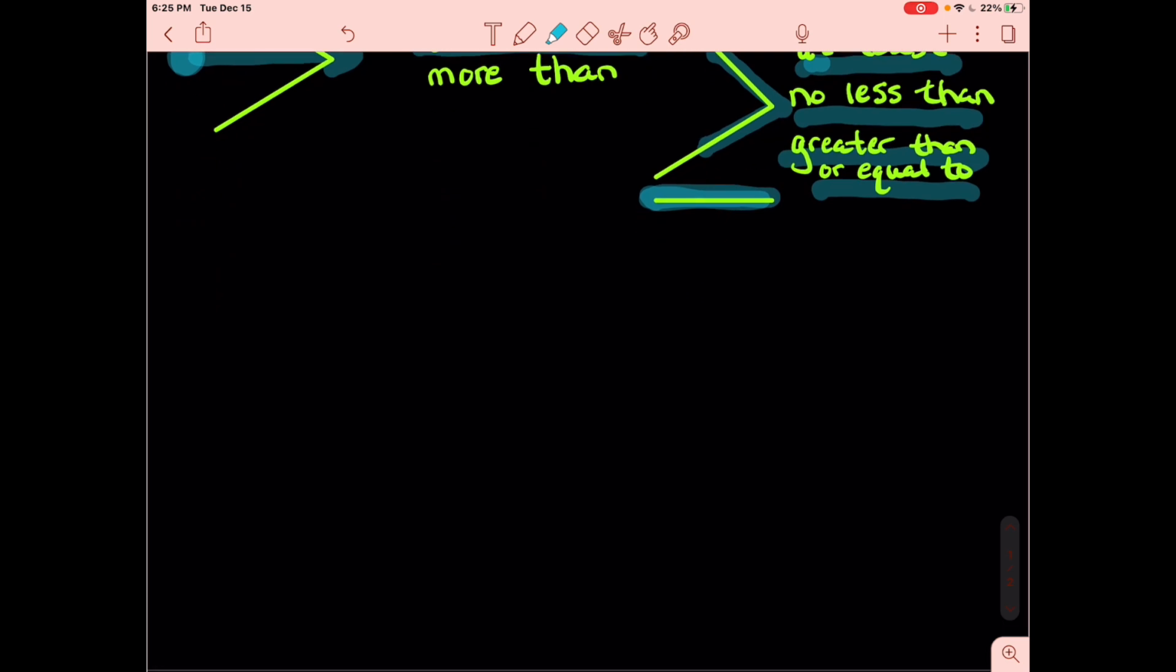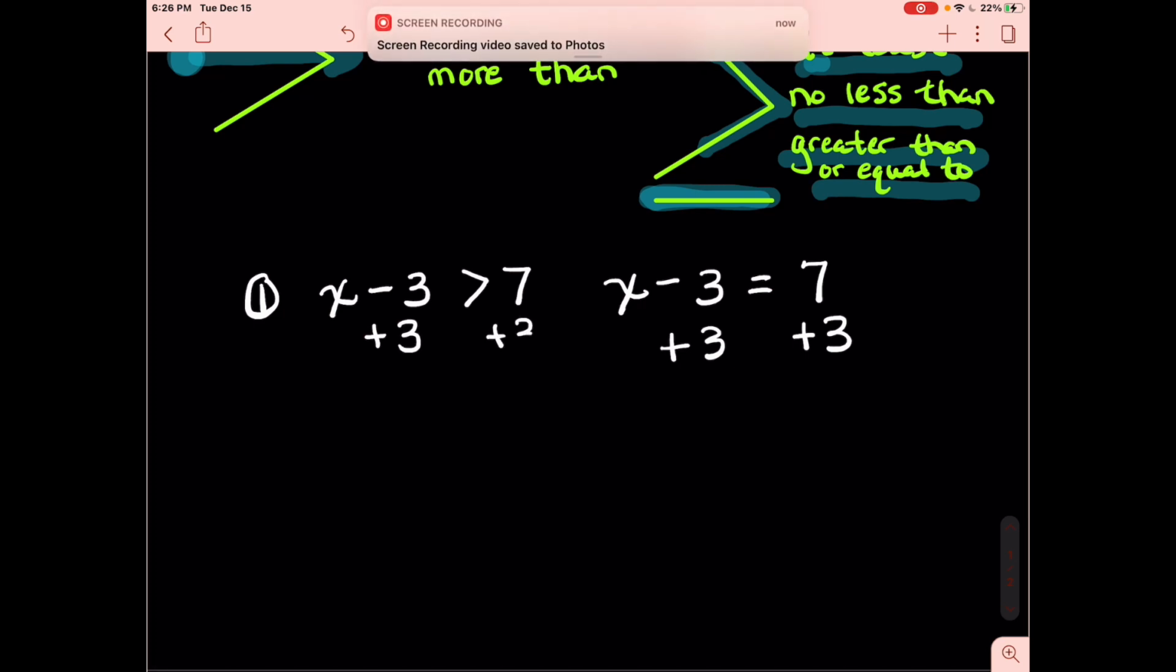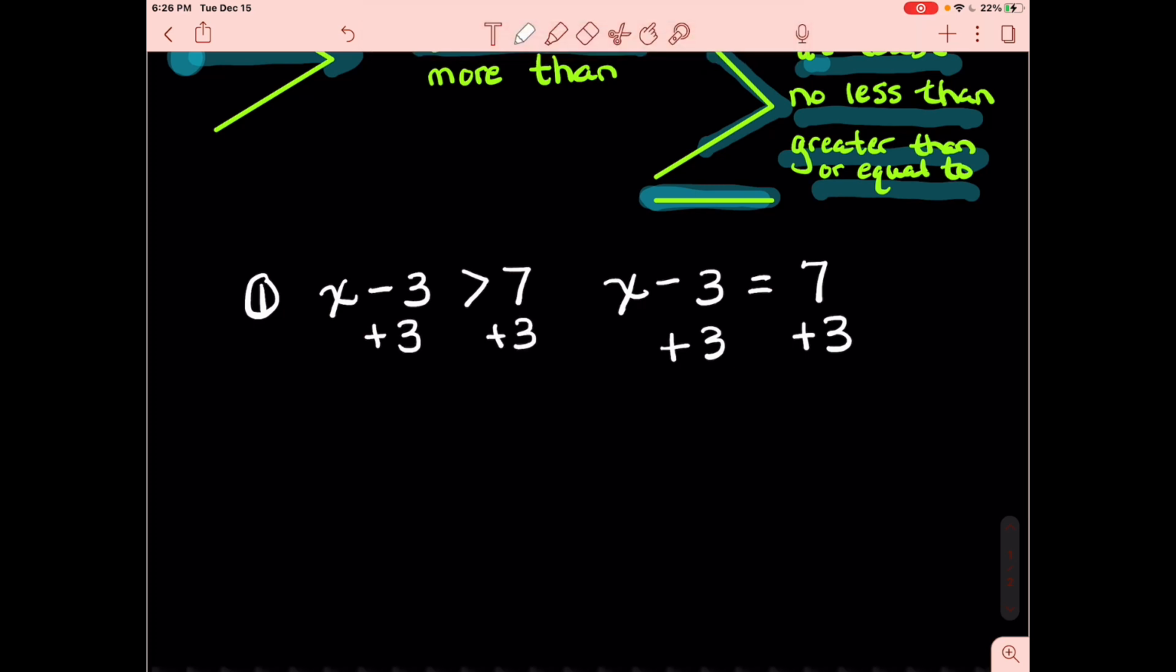Let's work a couple problems and I'll explain some things as we go. I'm on page 288, and number 1 is a simple little problem. We have x minus 3 is greater than 7. And we're going to treat this nearly as if it was x minus 3 equals 7. So if we were just solving this problem, we would add 3 to both sides. That's called the addition property of equality. If we add 3 to both sides over here, that's called the addition property of inequality. So just one different word, same process.